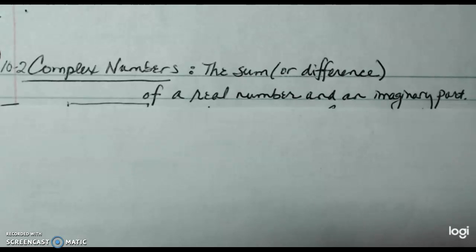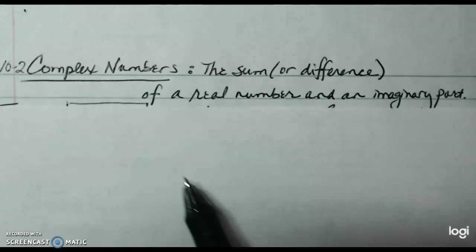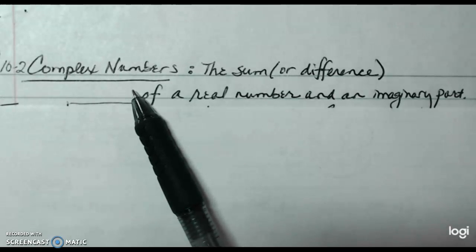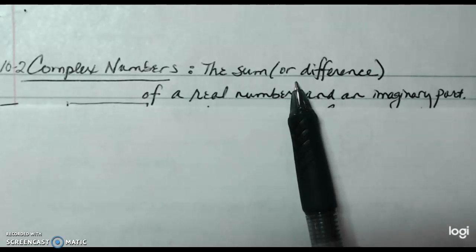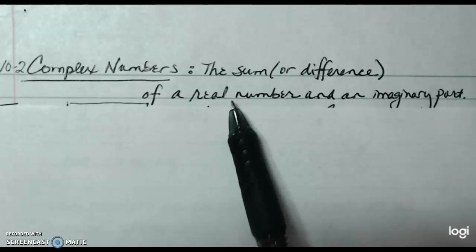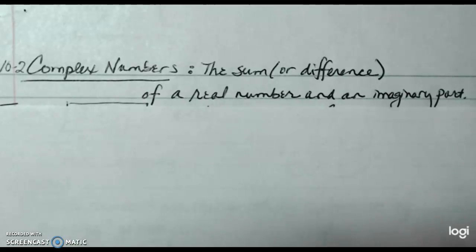So now that we've defined the imaginary component of a complex number, we need to talk about what a complex number is. The complex number system incorporates all real numbers and also imaginary numbers. A complex number is typically written as the sum, or the difference if you have a subtraction sign, of a real number and an imaginary component.